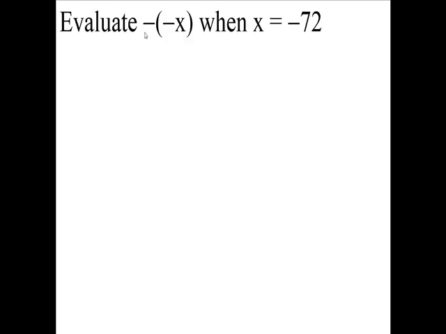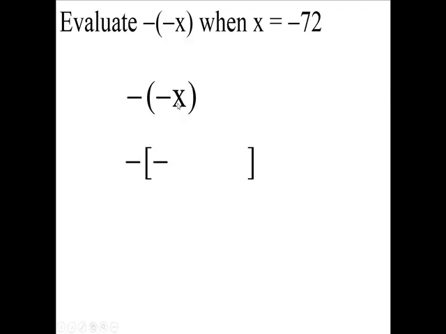Evaluate a negative x when x is negative 72. So we copy this down, and then we try to interpret this a little bit. Let's copy the first negative, okay? Use a bracket instead of the parentheses. Use the bracket and copy this parentheses down, okay?